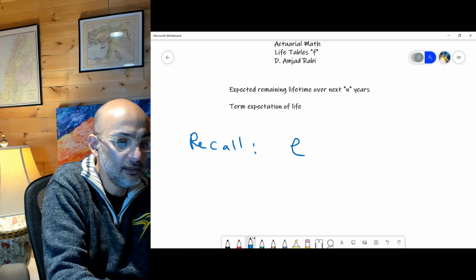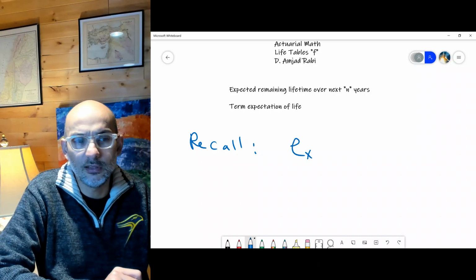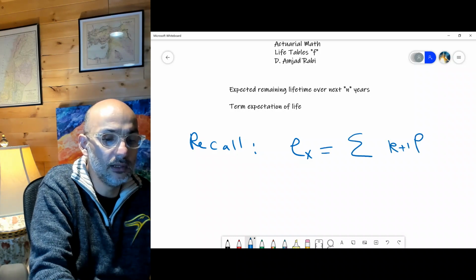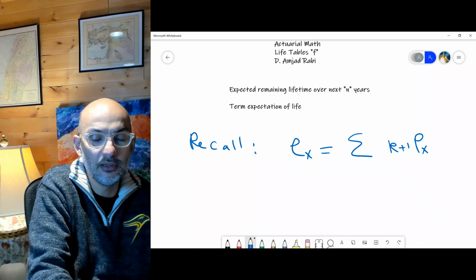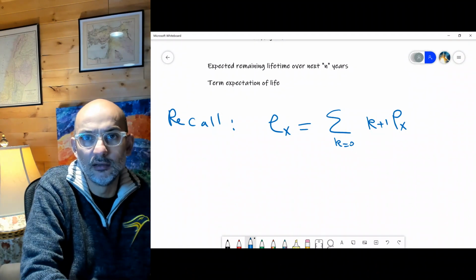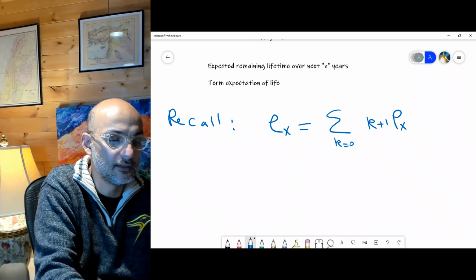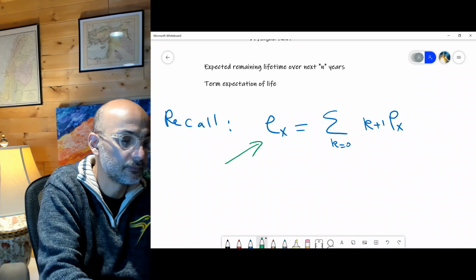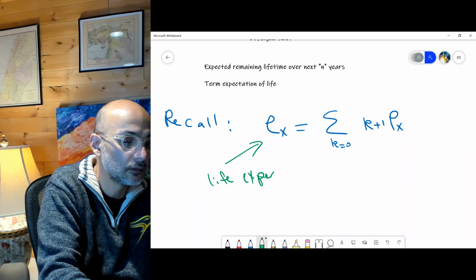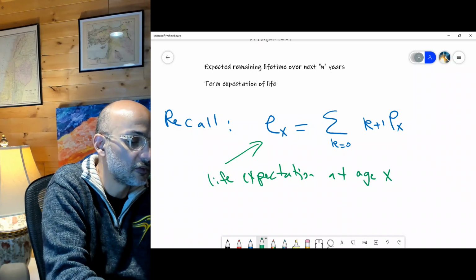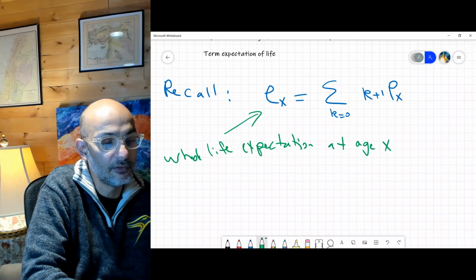We calculated EX, and this is for the discrete case. We said it's a summation of k plus 1 px, from k equals 0. When we did this one, we created a table and then we computed it. And this is the whole life expectation at age X, the whole life expectation till death.